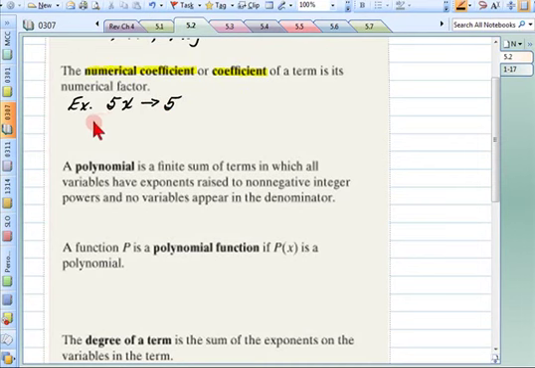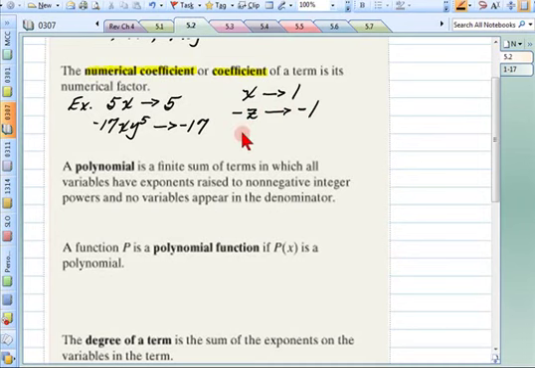So if I had negative 17xy to the 5th, what would the coefficient be? Negative 17. It does keep its sign. What if I had the term x? 1. Its numerical coefficient is 1. It's implied. It's not printed. What about if I had negative z? Negative 1. It's another implied coefficient.